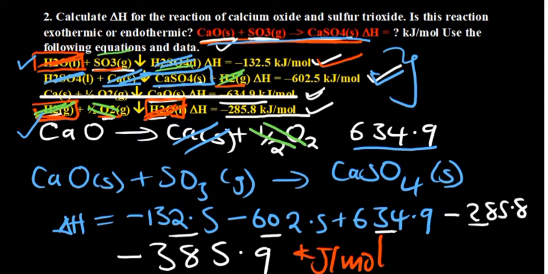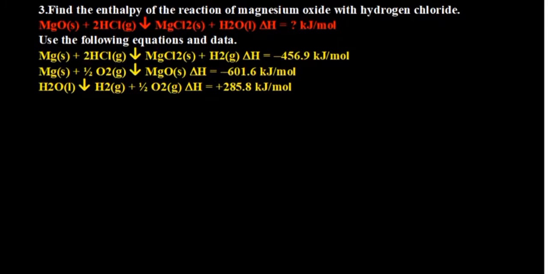Alright, the third one. Find the enthalpy of the reaction of magnesium oxide with hydrogen chloride. So in this case, guys, the concept is the same. What you can do is just pause the video, try to solve it. Take your time, then come back. Alright. So magnesium oxide reacting with that. So this is our main equation. All we are doing is comparing these other equations, part of the reaction mechanism, with that equation.